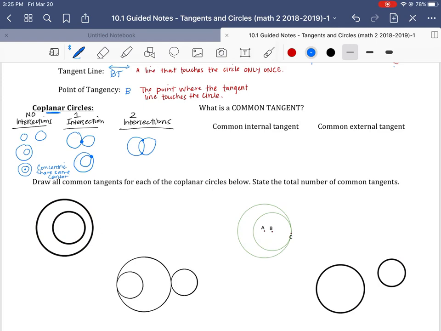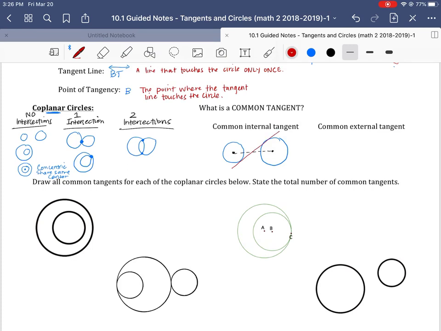So again, a common internal tangent, what does that mean? Well, the tangent has to be common to both. An internal tangent means I have two circles here, and again, they can be next to each other or touching or not. But if I have these circles right here, and let's say I were to draw an invisible line from their centers, if the tangent cuts through that line, then it's an internal tangent.